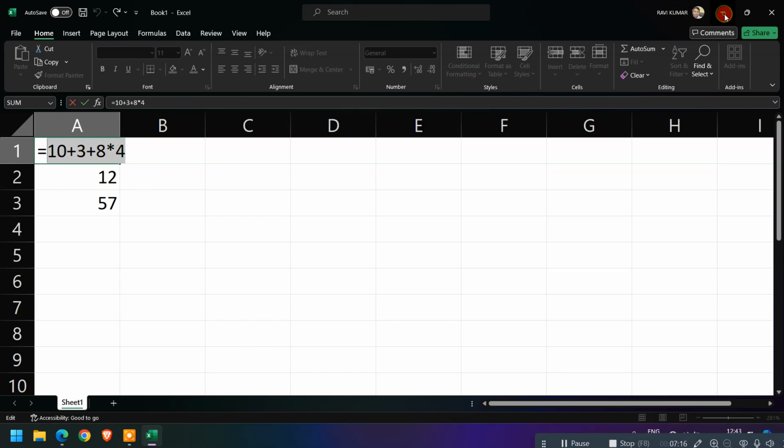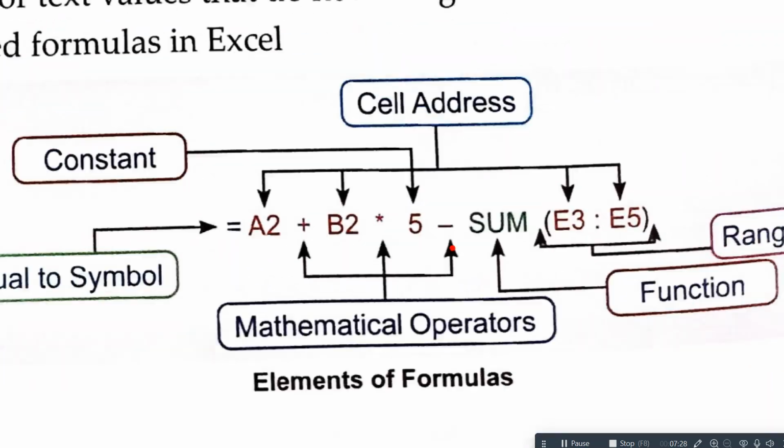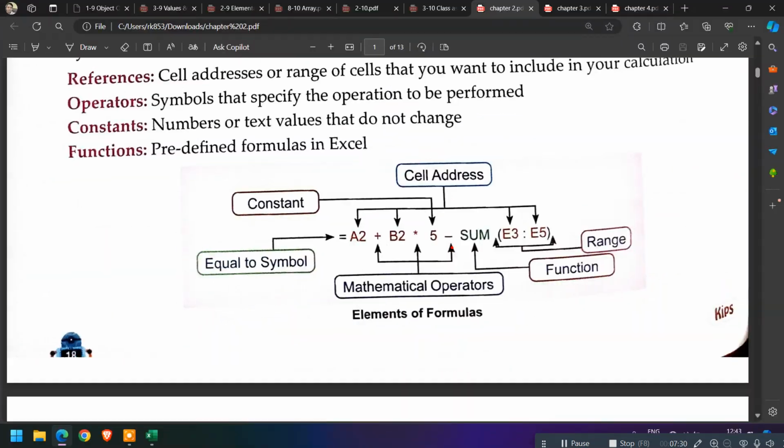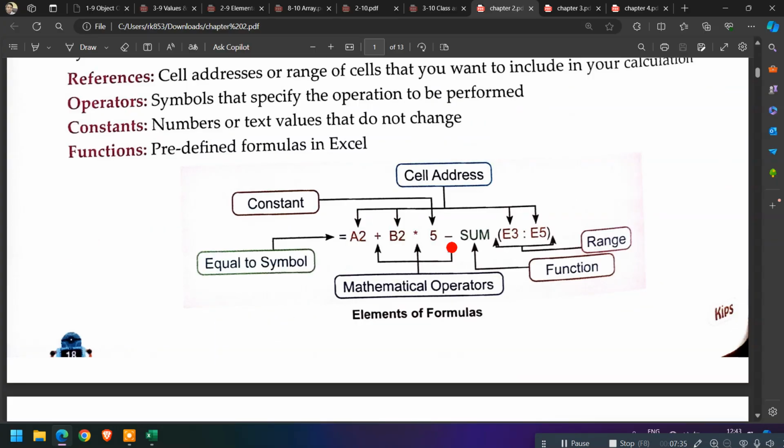So you can see plus, plus, multiply and minus. Just wait for a minute. So here plus is an operator, multiply is a mathematical operator, and minus is a mathematical operator. These three are the mathematical operators.